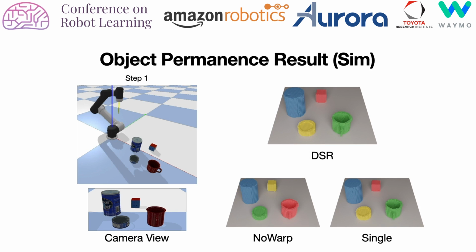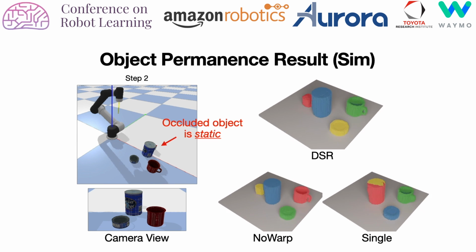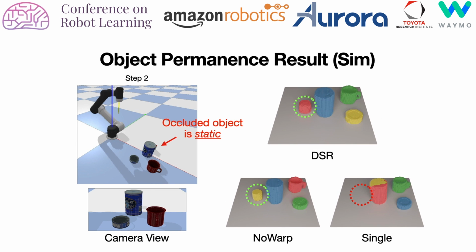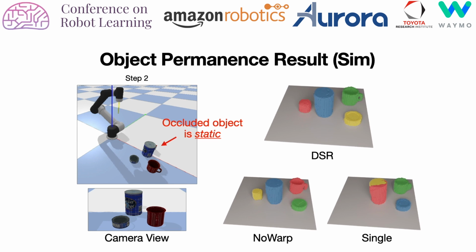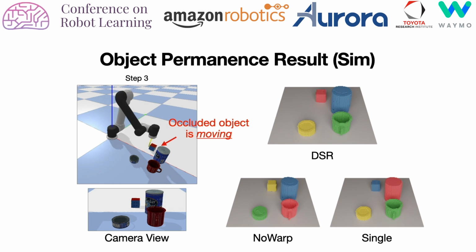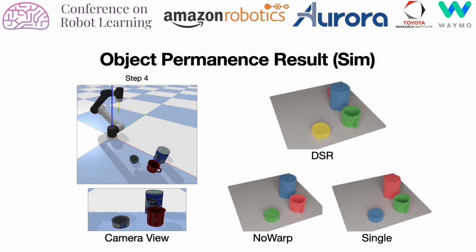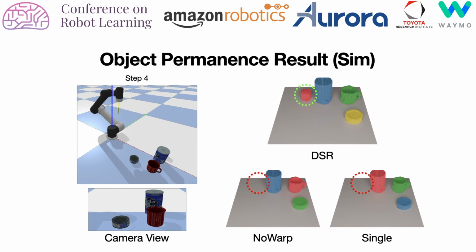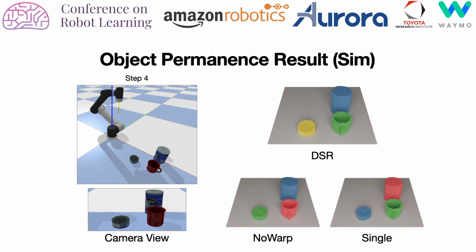In this simulation case, the can is pushed and the static Rubik's cube is occluded. Both our model and the no-op model can handle this case since the history contains the information of static objects. In the next step, the Rubik's cube reappears and then is pushed to behind the can. Only our DSR-net can handle this dynamic occlusion case. The no-op model fails due to the lack of historical motion.